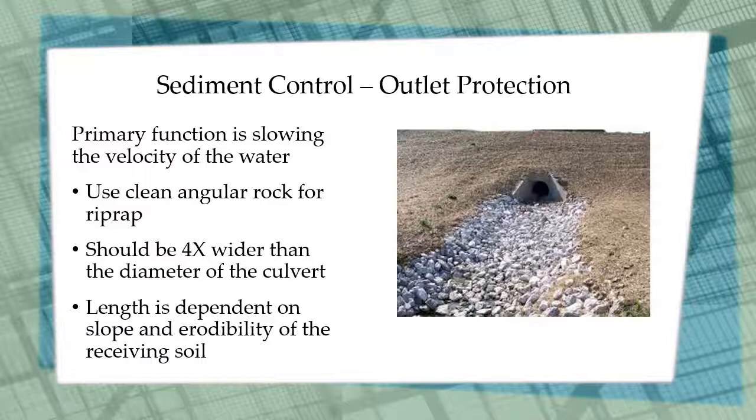Inlet and outlet protection is another important sediment control BMP. Again, the primary function, similar to other BMPs, is to slow down the velocity of the water and to let the sediment settle out. Use clean, angular rock for your riprap. Make sure that it's wide enough to collect all of the sediment that it needs to. The length will depend on the slope and the soil conditions.